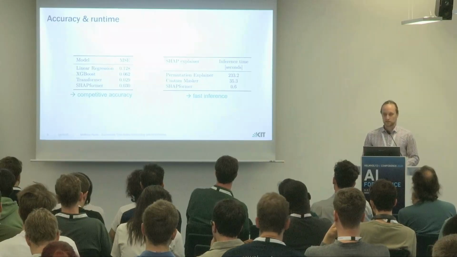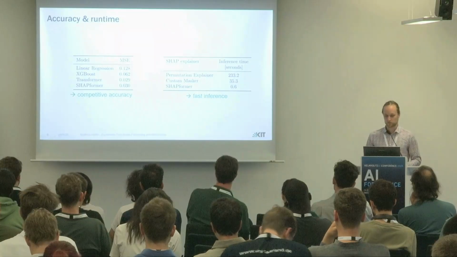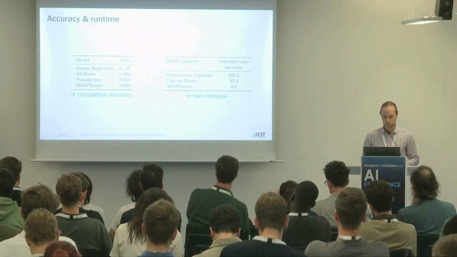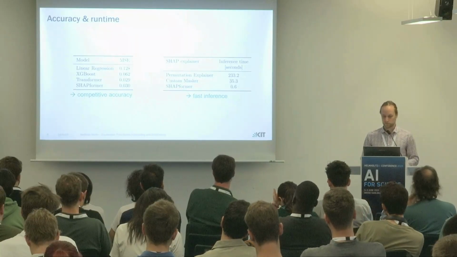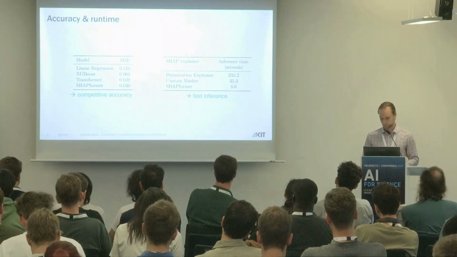Next, we implemented a custom masker, which does the feature grouping, but it still has to sample from background data. And with that, we bring down the runtime to about half a minute for one example. Whereas with SHAPformer, where we don't need sampling, we can create one explanation in less than 1 second.